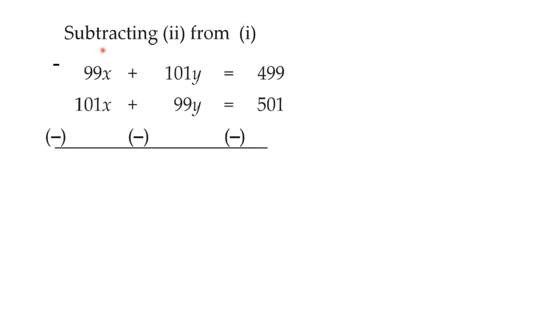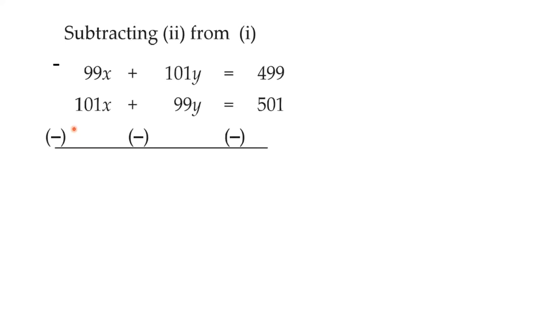Either you can subtract 2 from 1 or you can subtract 1 from 2. As I have said, if you don't want to make mistakes, go for subtracting equation 1 from 2, because here 101 is bigger than 99. But you can do it this way also. But when you subtract, don't forget to change the signs of each and every term of the second equation.